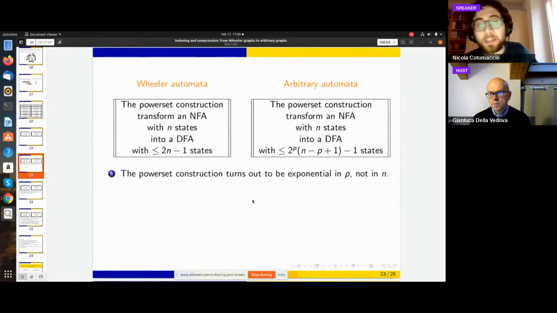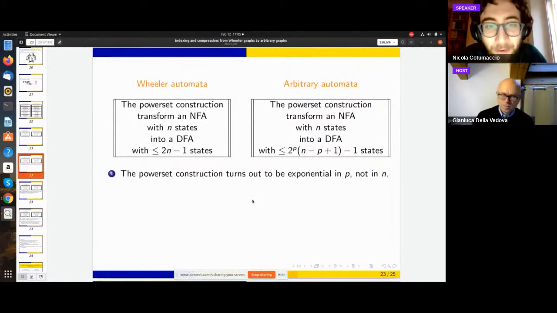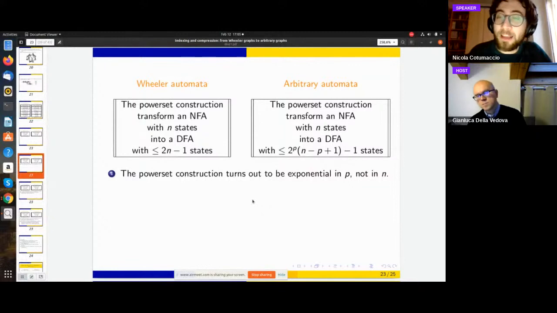Yes, in general, when I turn a non-deterministic finite automaton into a deterministic finite automaton by the standard power set construction, what happens is that I obtain a blow up in the number of states. That is, if I start from n states, then the number of states that I obtain is exponential in the number of states of the non-deterministic finite automaton I started from. So what we actually showed is that it's true that in the worst case we obtain an exponential number of states, but this number is not exponential in the number of states, but it's exponential in this quantity p.